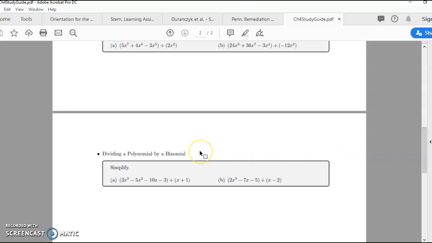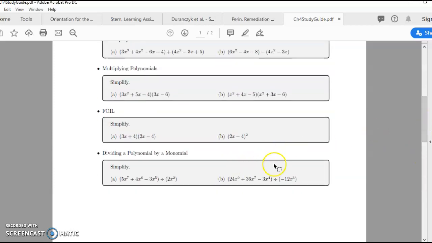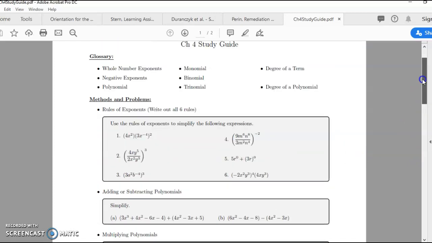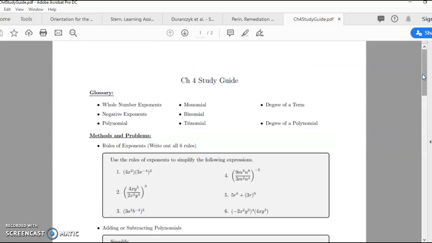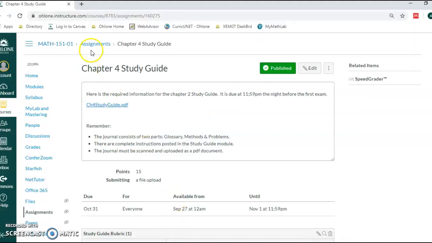The step-by-step instructions for dividing a polynomial by a binomial, it's all in there. And like I said, you're welcome to use my words or your own words, and then you need to do each of the examples. Okay, so that's for a lot of you where you lost 1.5 points last time, because you didn't include those step-by-step instructions. So take care of that for chapter 4 and for chapter 5.